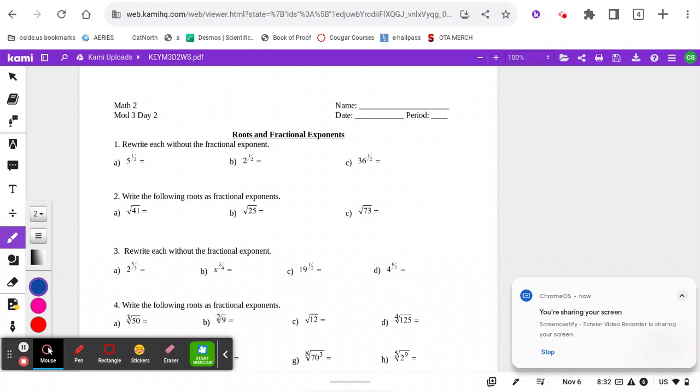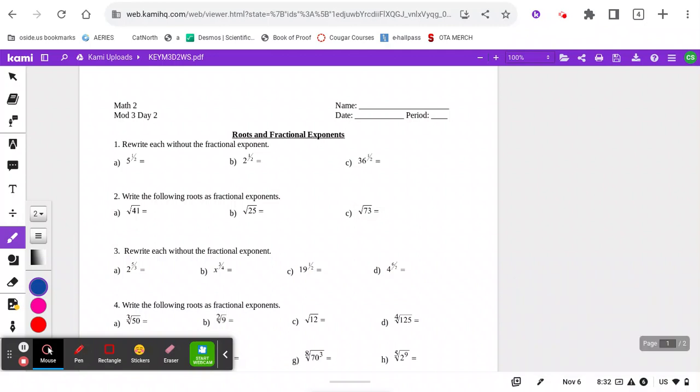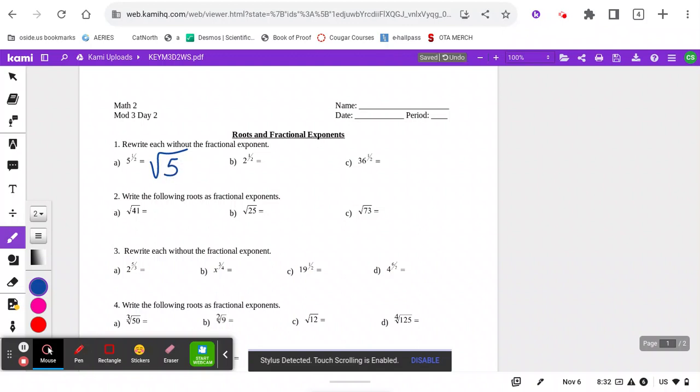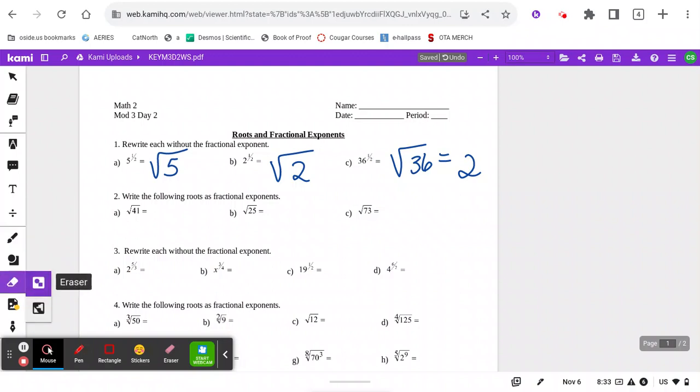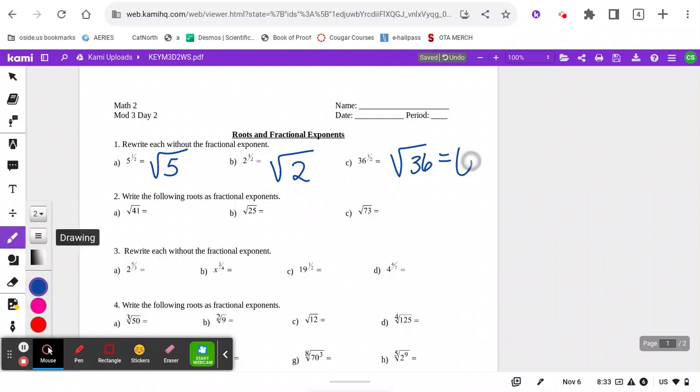All right, this one here is a roots and radical fractional exponents practice where the top's just asking you to rewrite it. So remember that anything to the power of 1/2 is just square root, so square root of 5. Anything to the power of 1/2, so square root of 2. Anything to the power of 1/2 is square root of 36. In this case, if you can take the square root, we do. So, oops, square root of 36 is actually just 6.